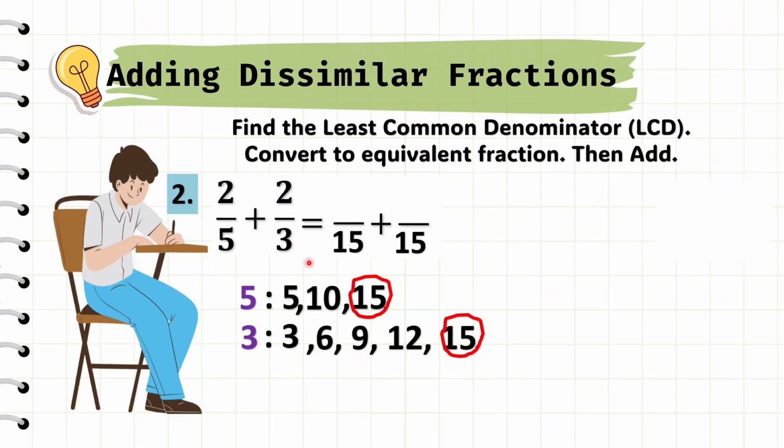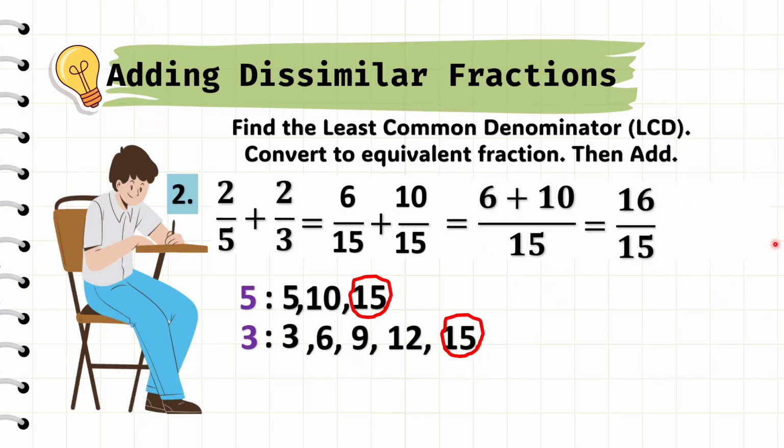Okay? Then you have 15 divided by 5 equals 3. 3 times 2 equals 6. Then 15 divided by 3 equals 5. 5 times 2 equals 10. Then proceed with the addition of similar fractions. Pareho na ang kanilang denominators. So we have 6 plus 10 over 15. 6 plus 10 equals 16 over 15. And we have 1 and 1 over 15.